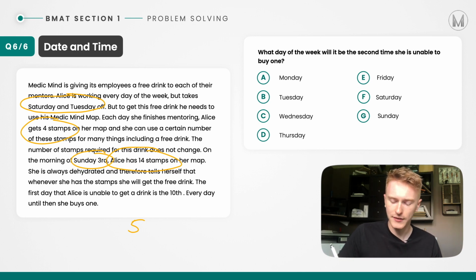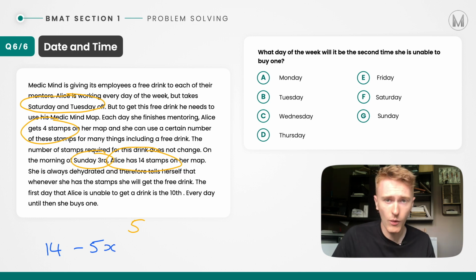So if she gets 14 stamps, she has that on Sunday, she then goes through 5 days where she's paying out for a drink. So we have 5 days' worth of x because we don't know what x is, worth of paying out. But remember she's replenished 4 on each day that she works, so actually we can add on 4 lots of 5, so 20.